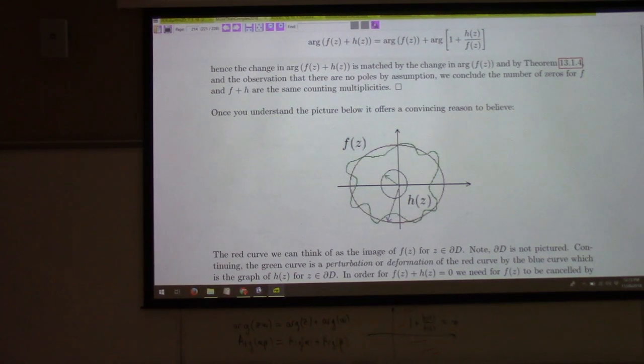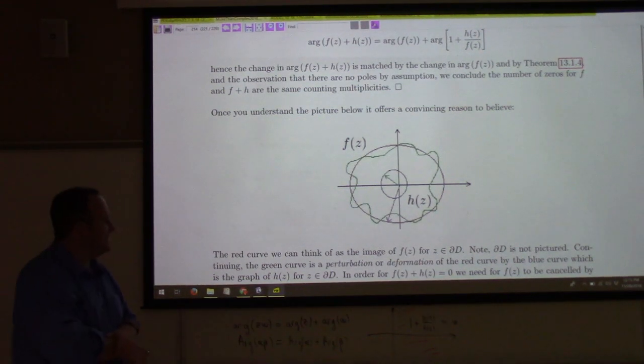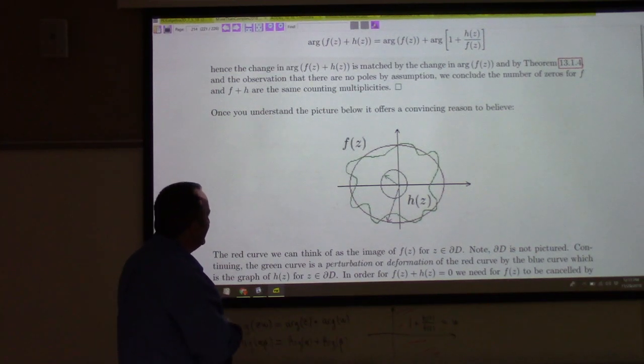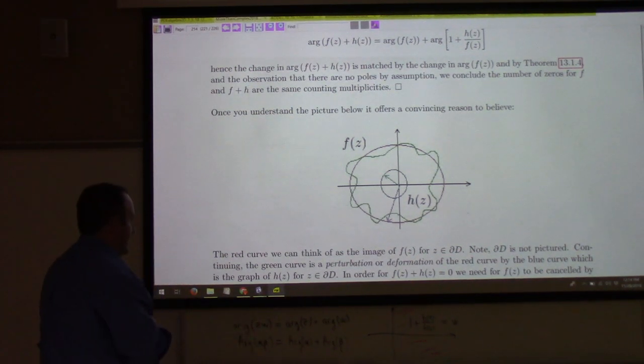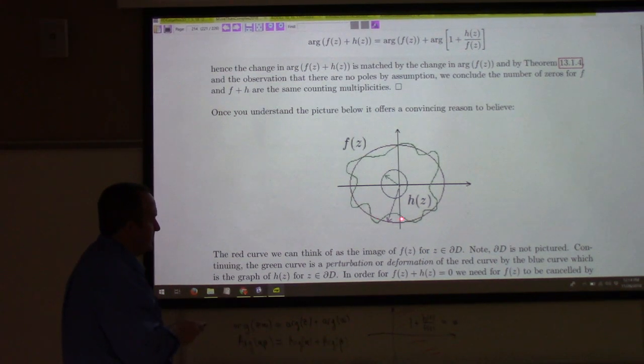So here is an attempt at a picture. Let's see here. What are these pictures? The red curve I'm thinking of as the image of f of z for z in the boundary of D. By the way, the boundary of D is not pictured. First of all, keep that in mind. So the red curve I'm thinking of as being the image of f of z under the boundary of D. The green curve is the perturbation or deformation of the red curve.